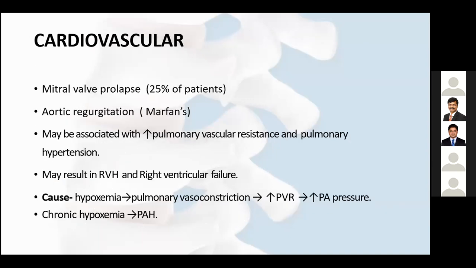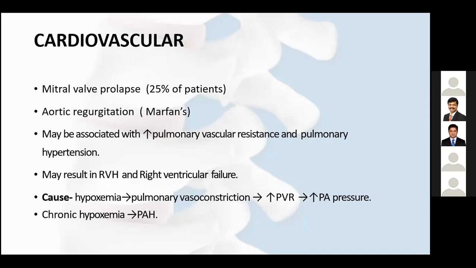So right from the history itself, when we are collecting the history, it is important to assess the cardiopulmonary reserve of the patient. This can be easily done by asking the patient whether they usually get tired or whether they are able to cope up while playing with their friends or not. If they are not getting tired or exhausted, usually the cardiopulmonary reserve is good. And 25% of the patients with scoliosis have mitral valve prolapse. And if it is associated with syndromes like Marfan's, aortic regurgitation can also be present.